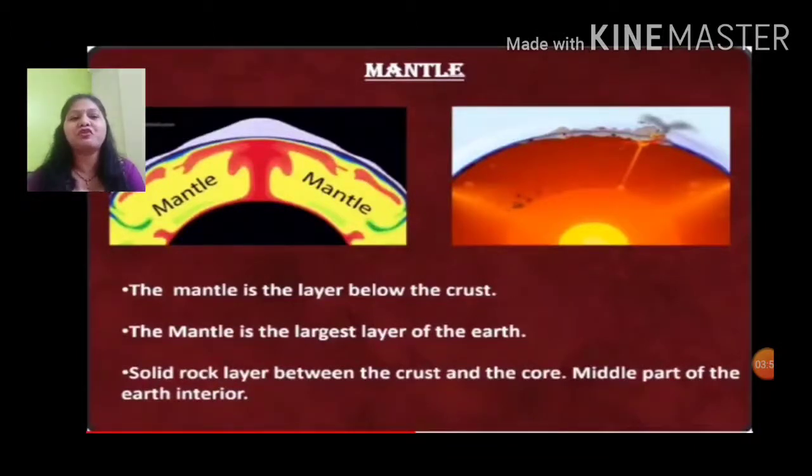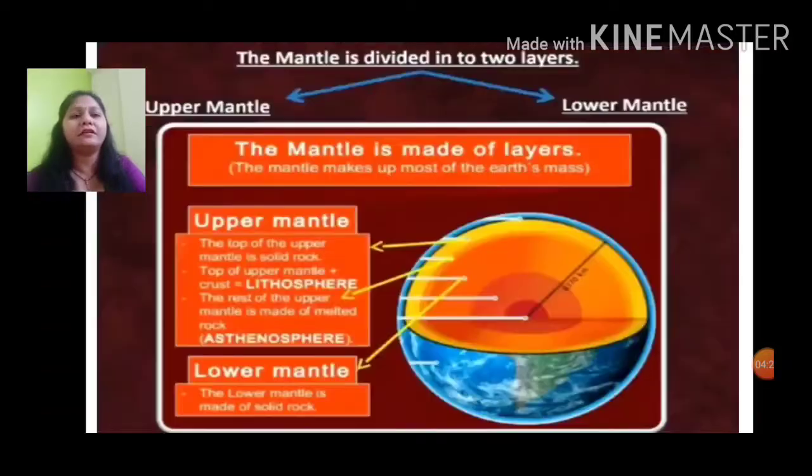The next division is called the mantle. This mantle is a layer which is exactly below the crust. The mantle is the largest layer of the earth and very active. It is one of the active layers of the earth. Why we call it an active layer, I will explain. It is also the largest layer of the earth, a solid rock layer between the crust and the core, the middle part of the earth's interior. Now let us see the mantle in detail.